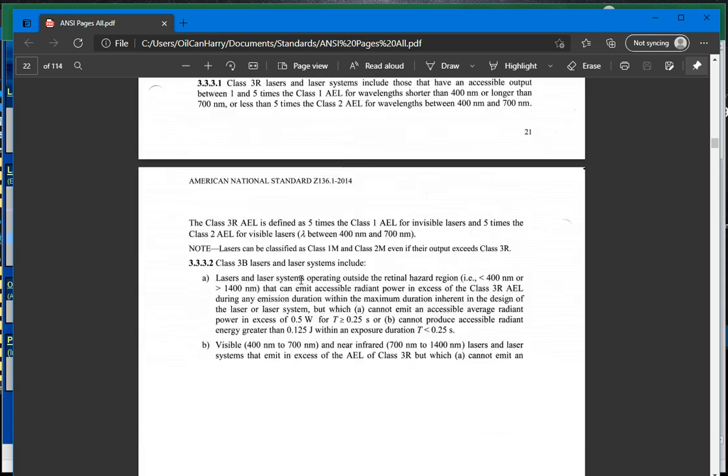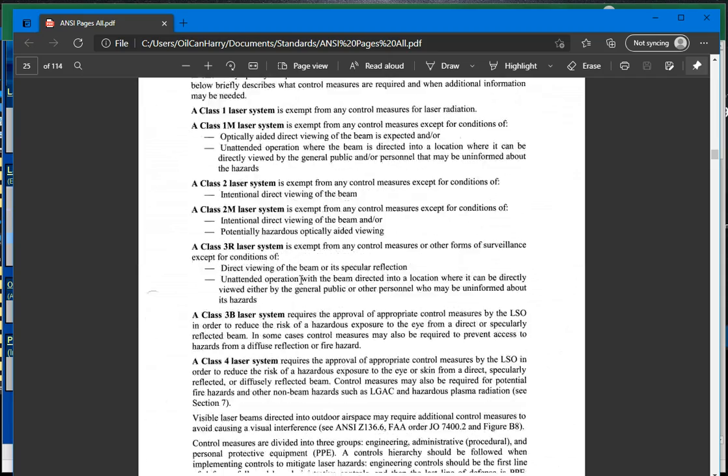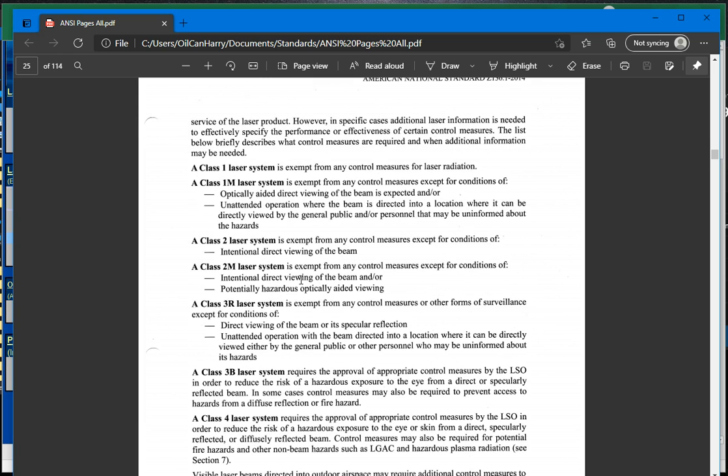And where I want to go now is page 25. Okay, and it says that a 3R is exempt from any control measures other than forms of surveillance, except for conditions of direct viewing of the beam or a specular reflection. And we mean by long-term viewing of that beam, or unattended operation with the beam directed into a location where it can be directly viewed either by the general public or other personnel. So really what we're saying is, unless there's something intentional going on here with the 3R, it appears a 3R is a fairly safe laser according to the standard.